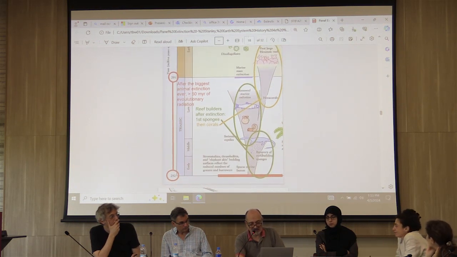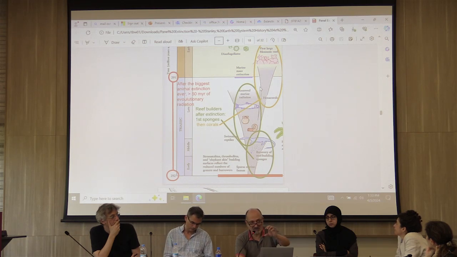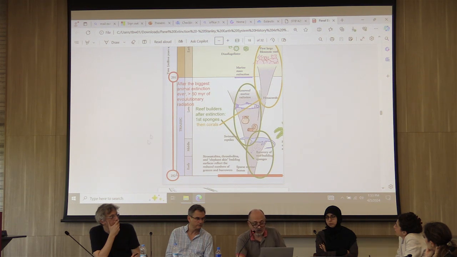That's the extinction. We have three elliptical shapes, which means three parts of the evolution radiation. Which one is that of corals? The last one. How long did it take corals to come back? More than 15 million years. Who is first? Let's see that in detail.